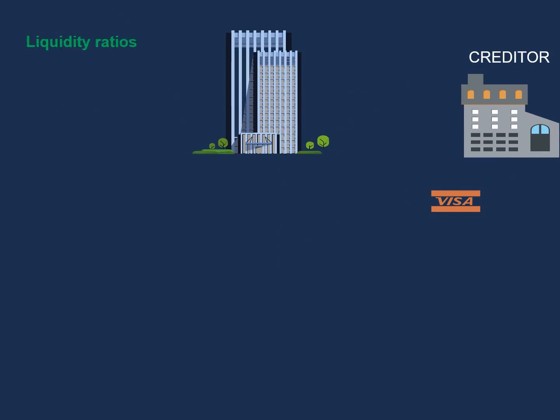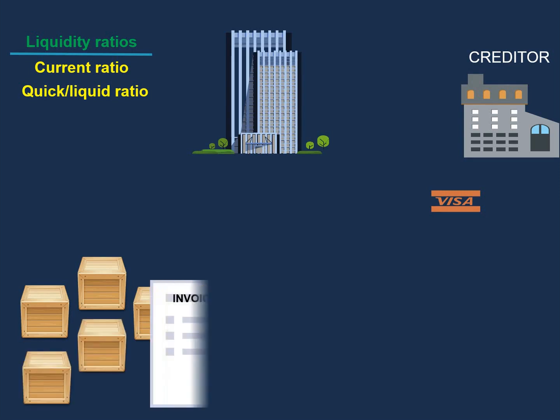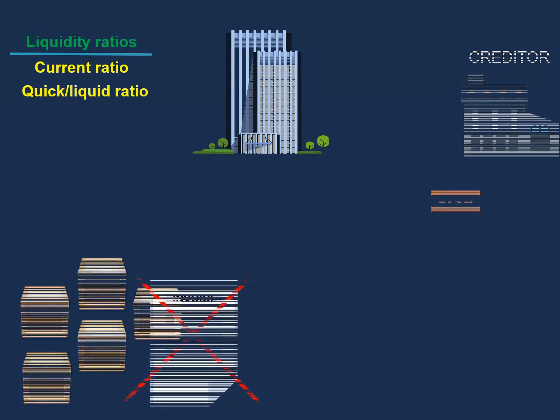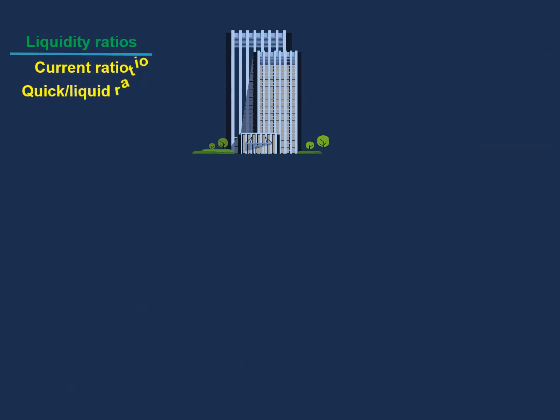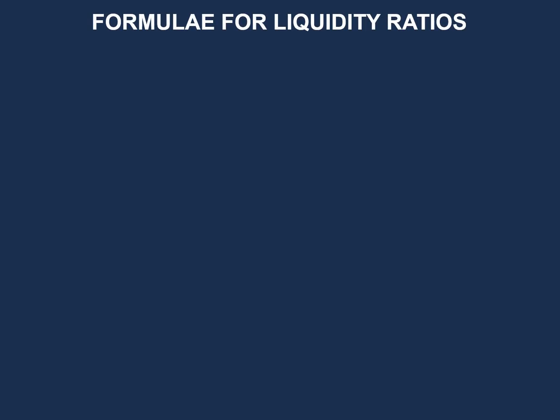Now, if we have a look at our liquidity ratios, our current ratio is there to check if the business is able to repay its short-term debts, and our quick ratio is there to check if the business is able to repay its short-term debts in case inventory is not sold. And both our quick ratio and current ratio are used to compare between 2 different financial periods. Let's have a look at the formulae for our liquidity ratios.